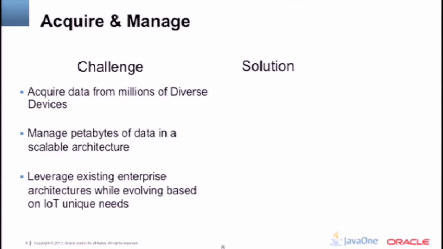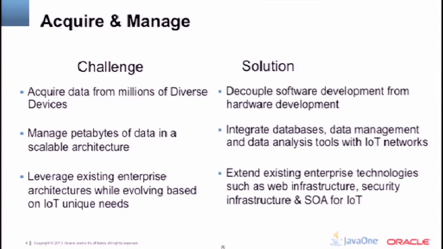So we need a way where you have identity of data as it goes through the network all the way to the data center, and then be able to map it back and forth. And how do you leverage existing enterprise architectures? So some of the solutions are, of course, challenge of acquiring data from millions of devices, decouple software development from hardware development.